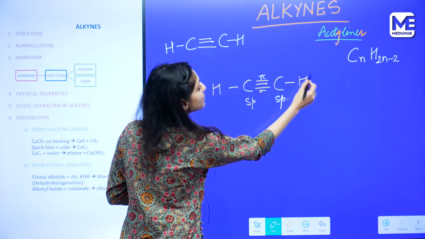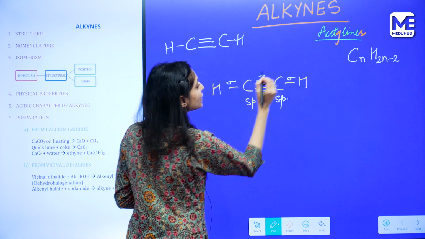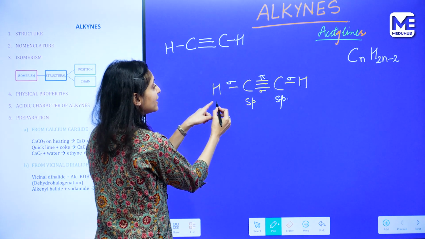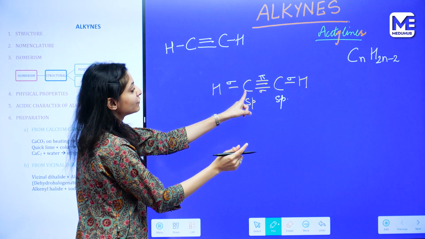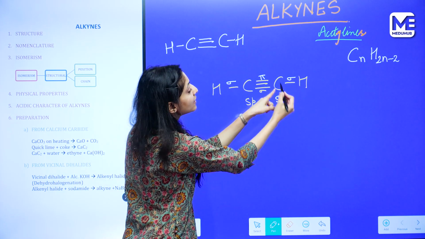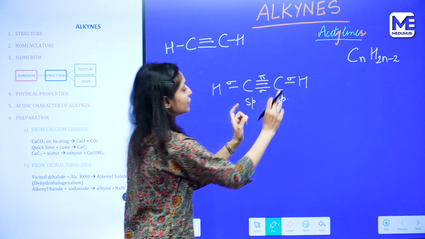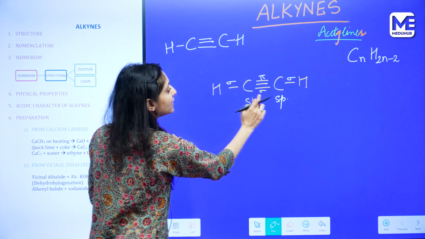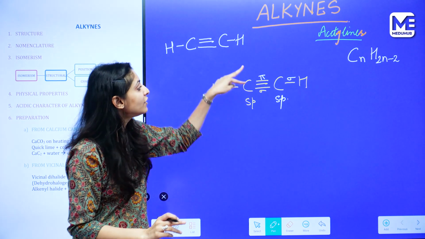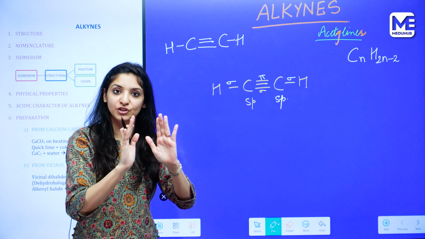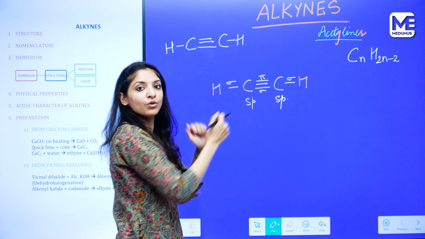Now these two remaining bonds here with the hydrogen are again sigma bonds which are formed by head-on overlap of the 1s orbital of hydrogen with the other sp orbital of this carbon, and here the other sp orbital of this carbon with the 1s orbital of this hydrogen. So in totality there are 3 sigma bonds and 2 pi bonds, and between the two carbons there are 2 pi bonds which are formed by partial overlap and 1 sigma bond which is formed by a head-on overlap.